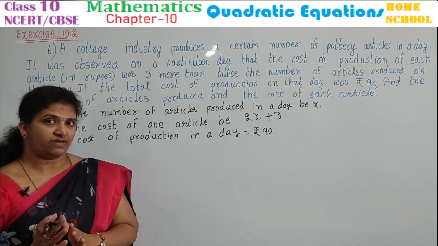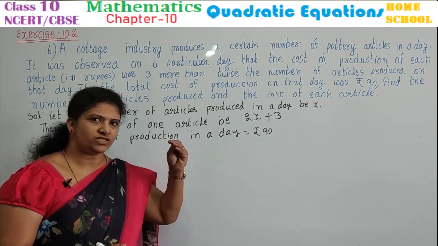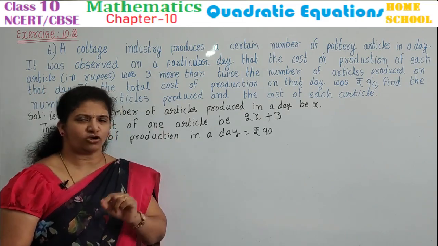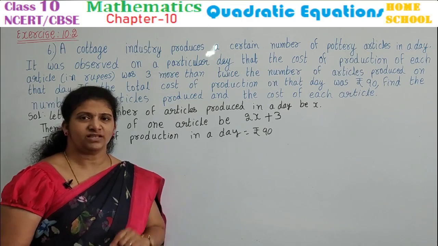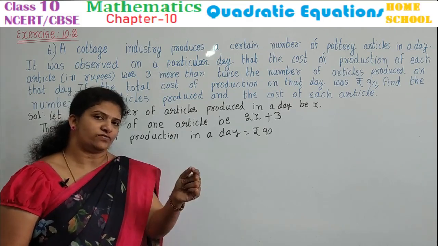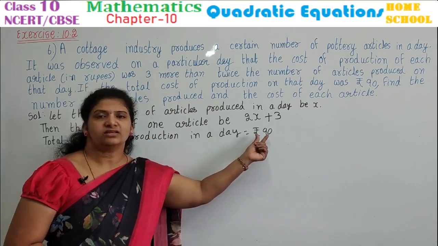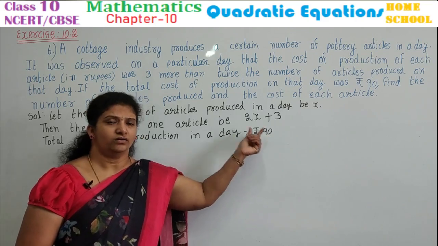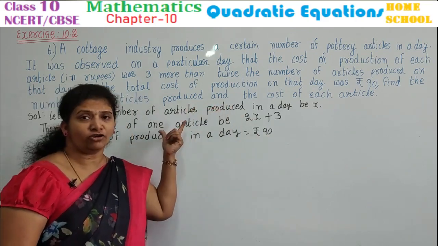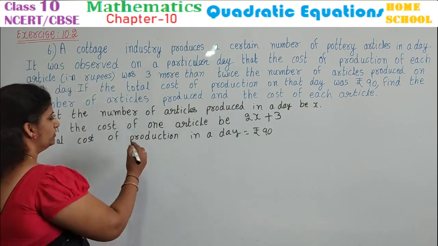Suppose I just say one example for you. A toy. There are 10 toys produced on that day. Each toy costs 5 rupees. What do you do there? 5 rupees into 10 toys, 5 into 10, 50 rupees we say. Similarly, this 90 rupees is what? Production of articles into cost of the article. So that is the same thing we do here.